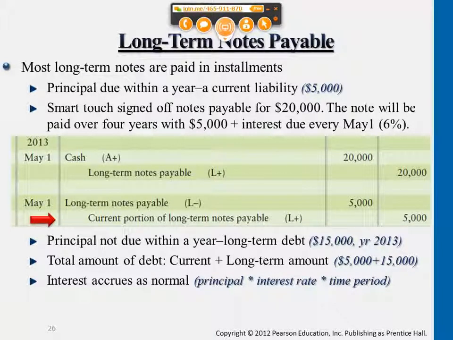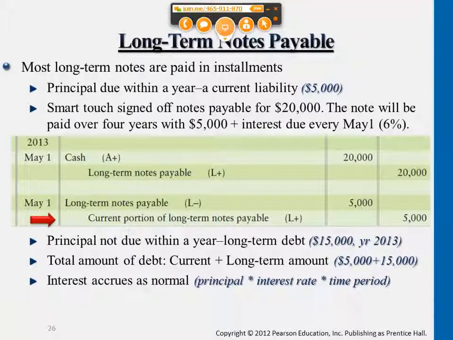This is not saying that your liability reduces by $5,000. We're just separating the part that will immediately be due next year from the part that will be due the second year, the third year, and the fourth year. So this part is a review. We covered this in Chapter 10, just the reclassification part.